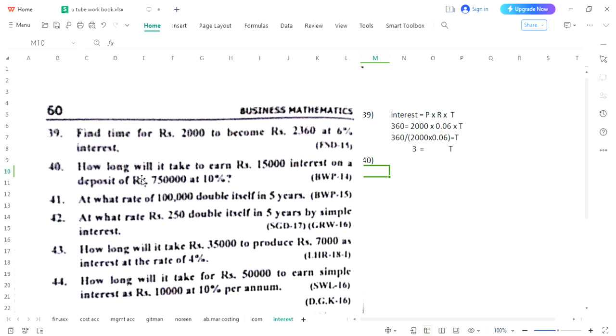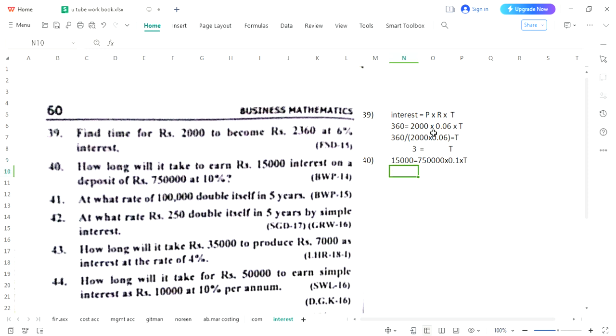Again, time is unknown, just like in the previous question. To earn 15,000 interest, so it means the amount of interest is 15,000. On a deposit of 7,50,000, this is the original or principal amount. 7,50,000, we need to multiply it with the rate, and the rate mentioned is 10%. 10% means 10 divided by 100, that means 0.1. Again multiply, time is unknown, so you will put it in this way.